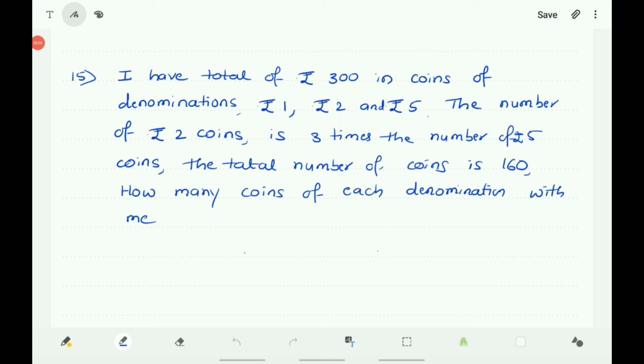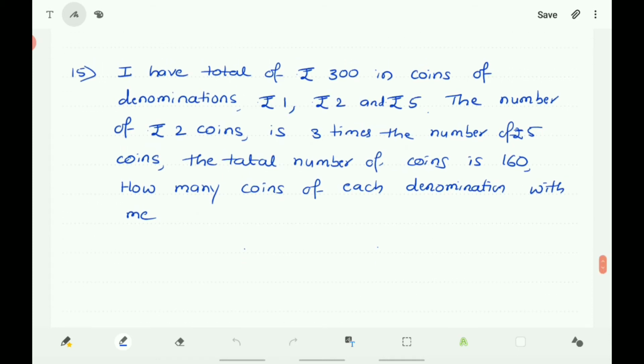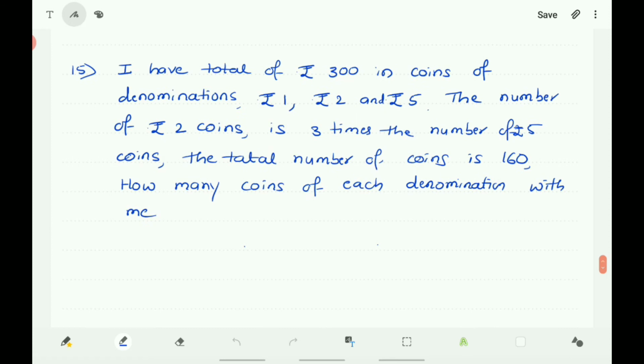Question number 15. I have total of rupees 300 in coins of denominations rupees 1, rupees 2 and rupees 5. The number of rupees 2 coins is 3 times the number of rupees 5 coins. The total number of coins is 160. How many coins of each denomination do I have? Here I have total of rupees 300, in coins of denominations rupees 1, rupees 2 and rupees 5.